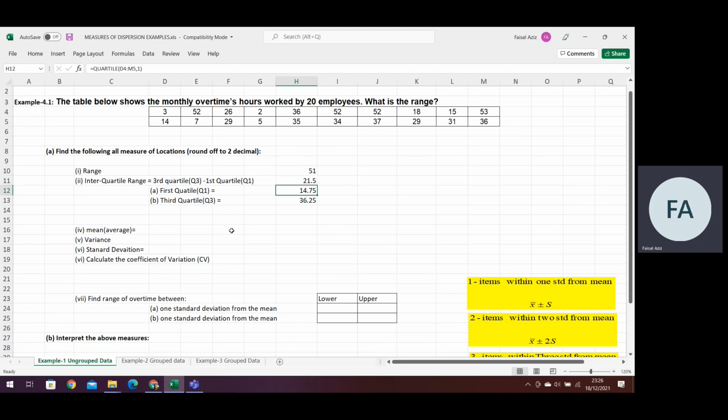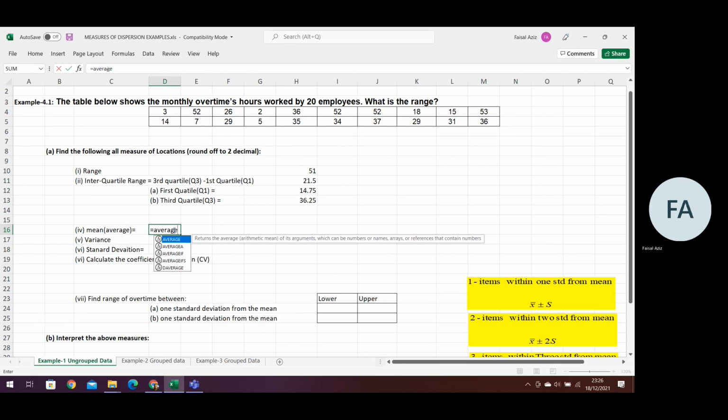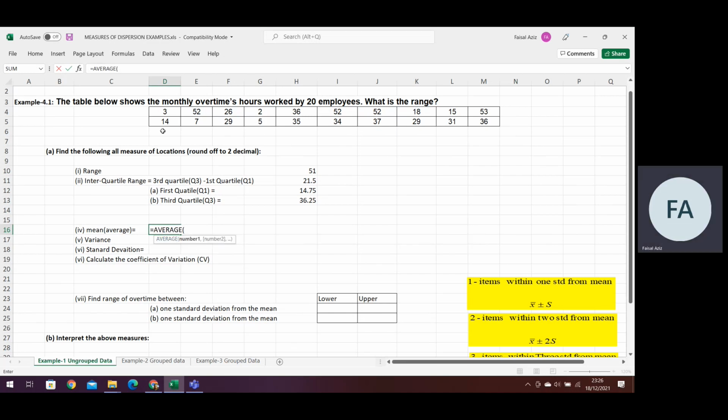The first is the mean. So mean is very easy. Simply we can use the average formula. To calculate the average, you will have to select this data set, click enter. The mean will come 28.3.